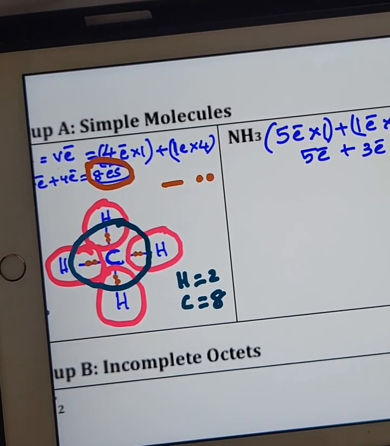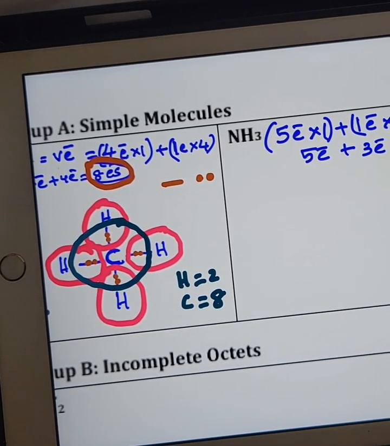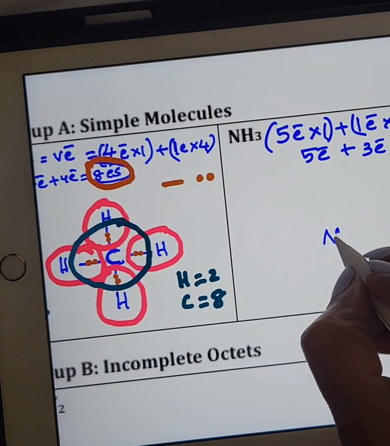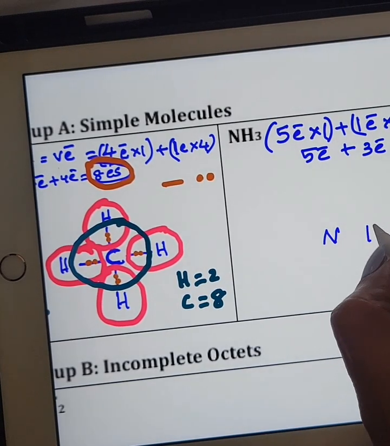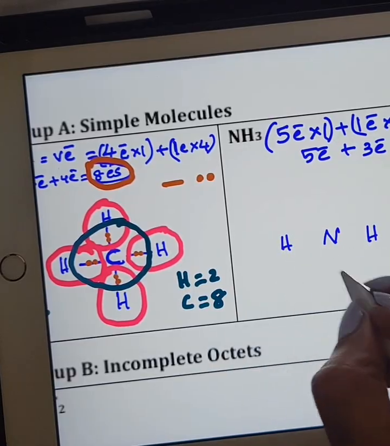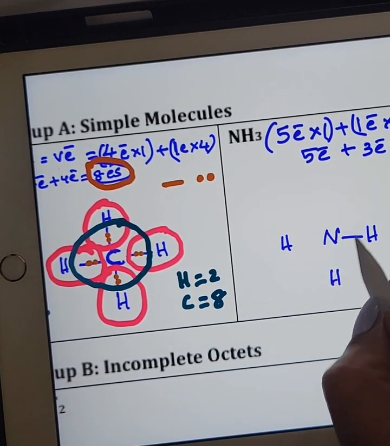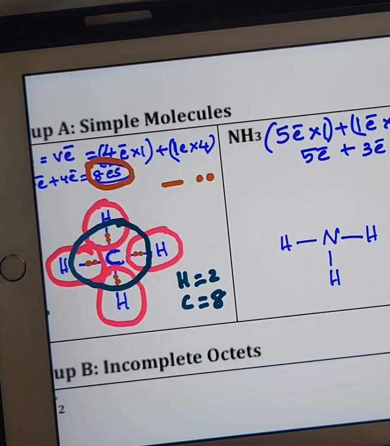And the central atom: hydrogen will never come in the center. So the next one is only nitrogen. So I'm going to write nitrogen at the center. And there are 3 hydrogens. Just put them anywhere around it. I'll just put them like this. Then we said the next rule, connect with a single bond.